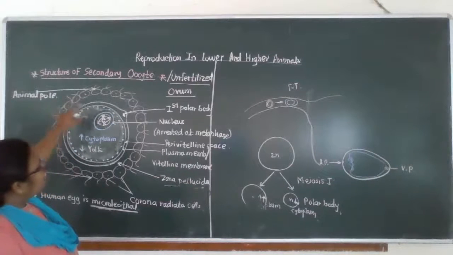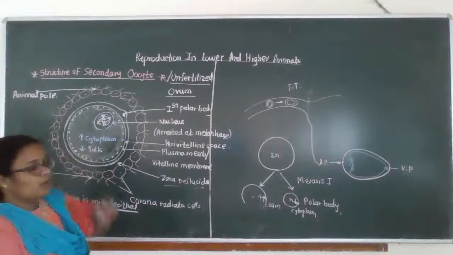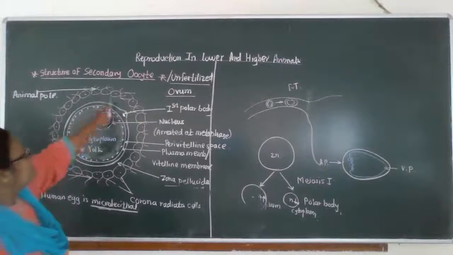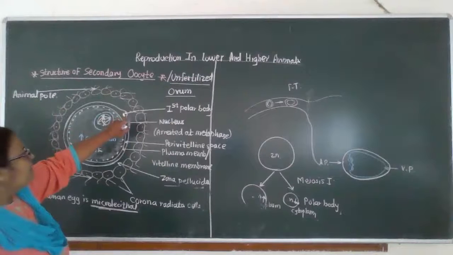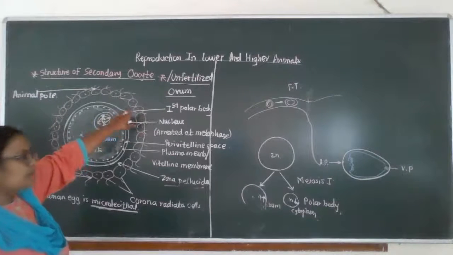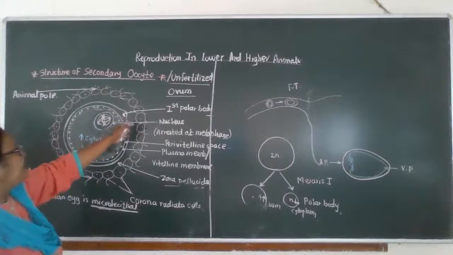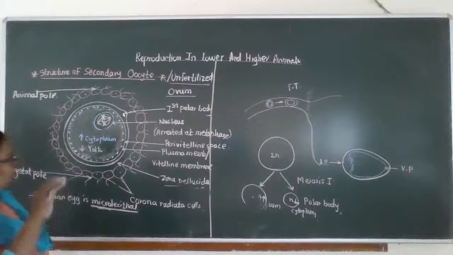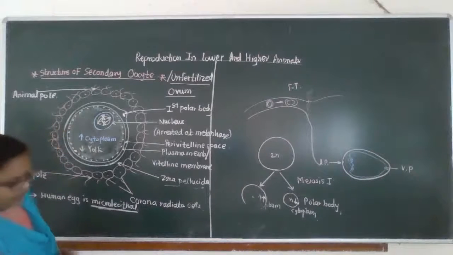And basically you can see at the animal pole, in case of the human egg, there is a nucleus and the first polar body. This is especially the site where the sperm arrives, and whatever sperm arrives at this site can show easy penetration. So especially this is related with the secondary oocyte.